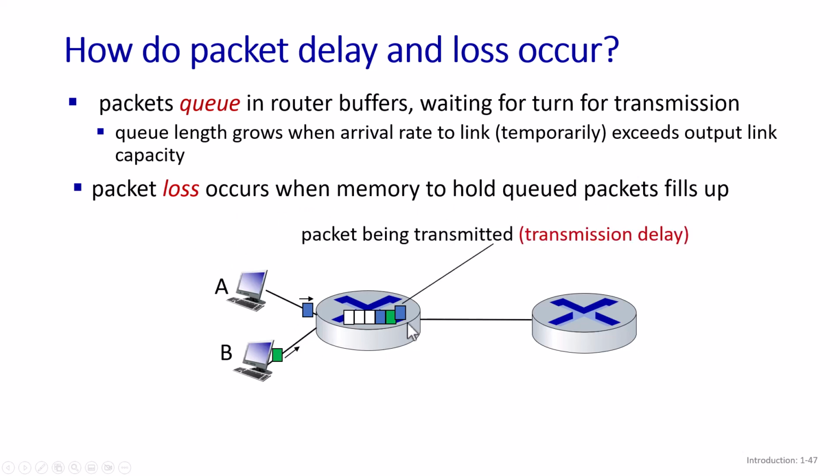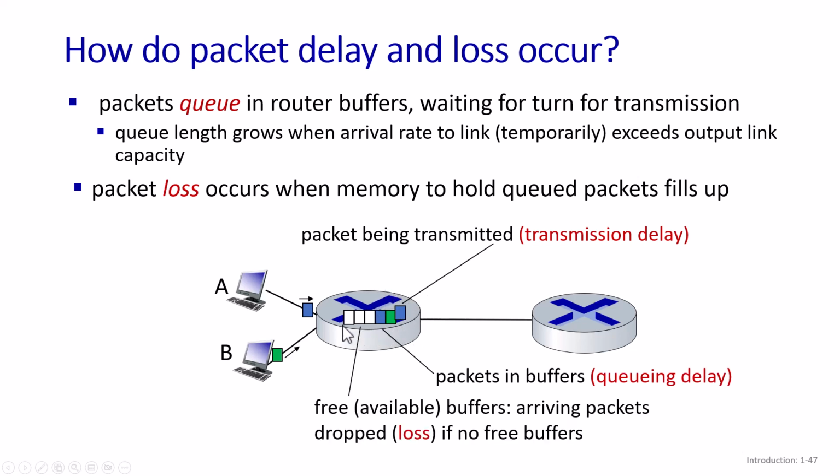Here is the packet that's being transmitted, which is subject to transmission delay. And here are the packets in the buffer, so they are subjected to queuing delay. And these are the free available buffers for the incoming packets. So arriving packets will be lost or dropped if there are no free buffers. If these buffers are full and the router cannot send packets fast enough, then the new incoming packets will be lost or dropped due to not having adequate buffer size.